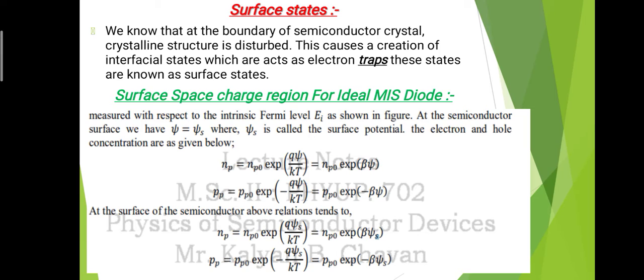So just replace psi by psi s, then we get the above equation, that is Np is equal to Np0 exponential q psi s divided by kT, which is equal to Np0 exponential beta psi s. And again for the hole, that is Pp is equal to Pp0 exponential minus q psi s divided by kT, which is equal to Pp0 exponential minus beta psi s. These are all the electron and hole concentrations.